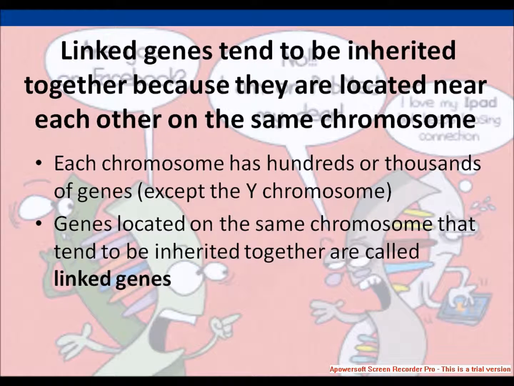Unlinked genes assort independently of one another during the formation of gametes, Mendel's law of independent assortment. Linked genes on the same chromosome, however, tend to stay together during the formation of gametes. Thus, the results of a test cross and self cross involving two genes yield differing results depending on whether the genes are linked on the same chromosome or unlinked on different chromosomes.